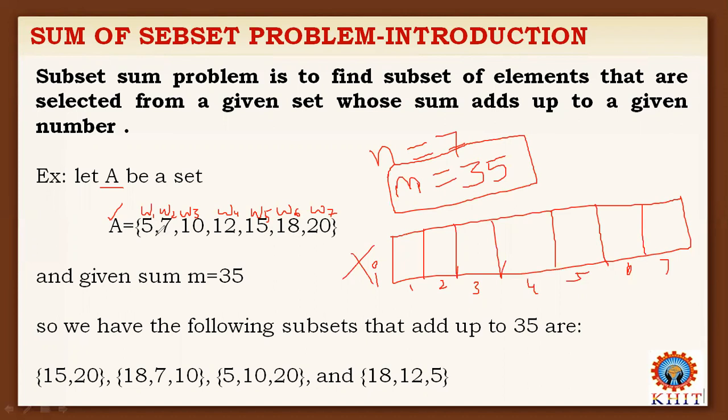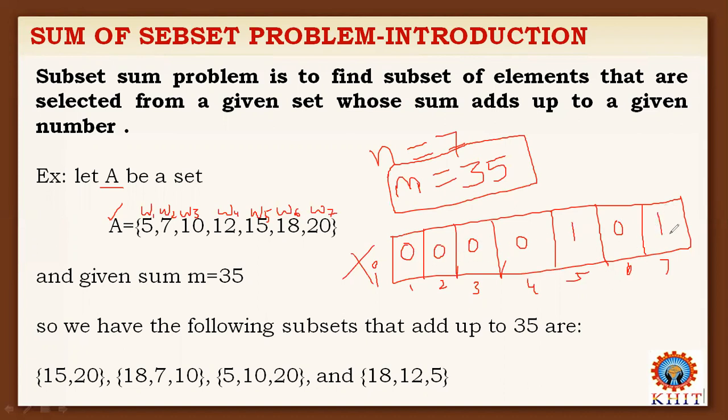Now let us see how many solutions are to be generated. I have not selected the first element. I have not selected the second element. I am not selecting the third element, not selecting the fourth element. I am selecting the fifth element. Sixth element not selected. Seventh element is to be selected.